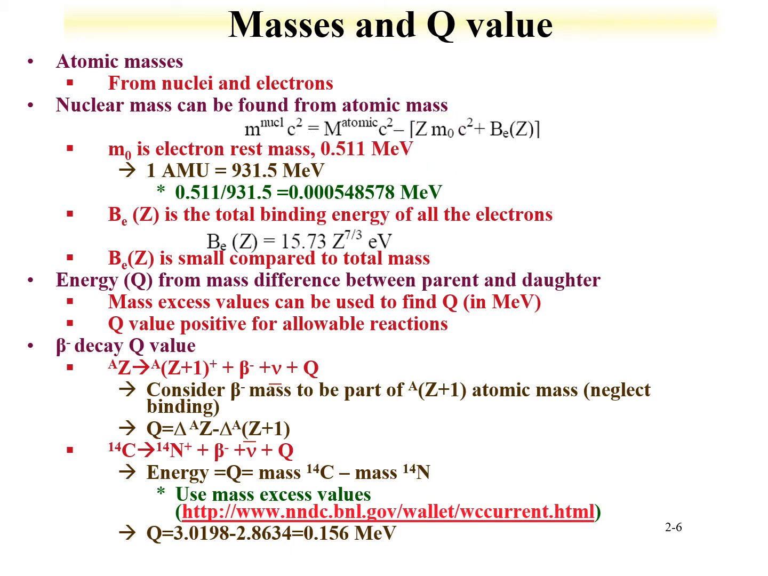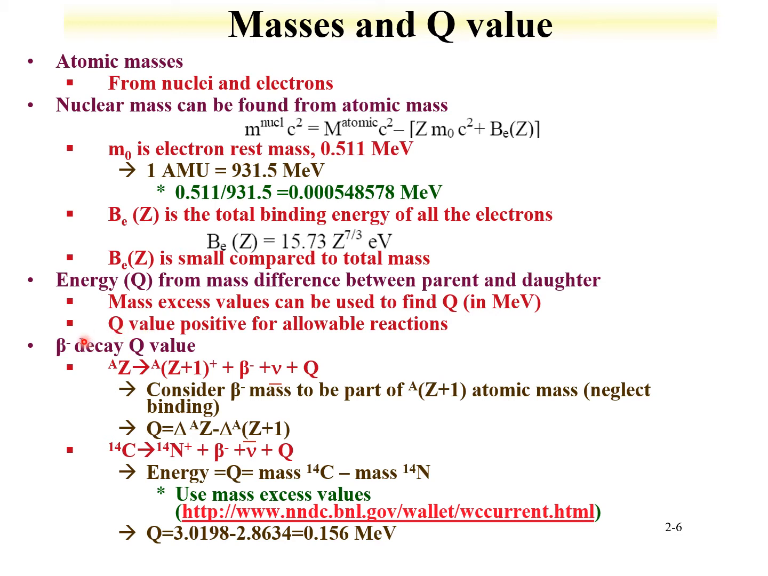The total binding energy of all electrons can be given as this equation, where the binding energy is equal to 15 Z to the 7/3, where Z is the number of protons, in eV. These masses are in MeV. Again, this number is also pretty insignificant. So both the binding energy term and the electron mass term can be neglected. So for the Q value, we could just talk about the differences between the parents and the daughters in terms of the nucleus. So our concept with using the nuclear masses is relevant.